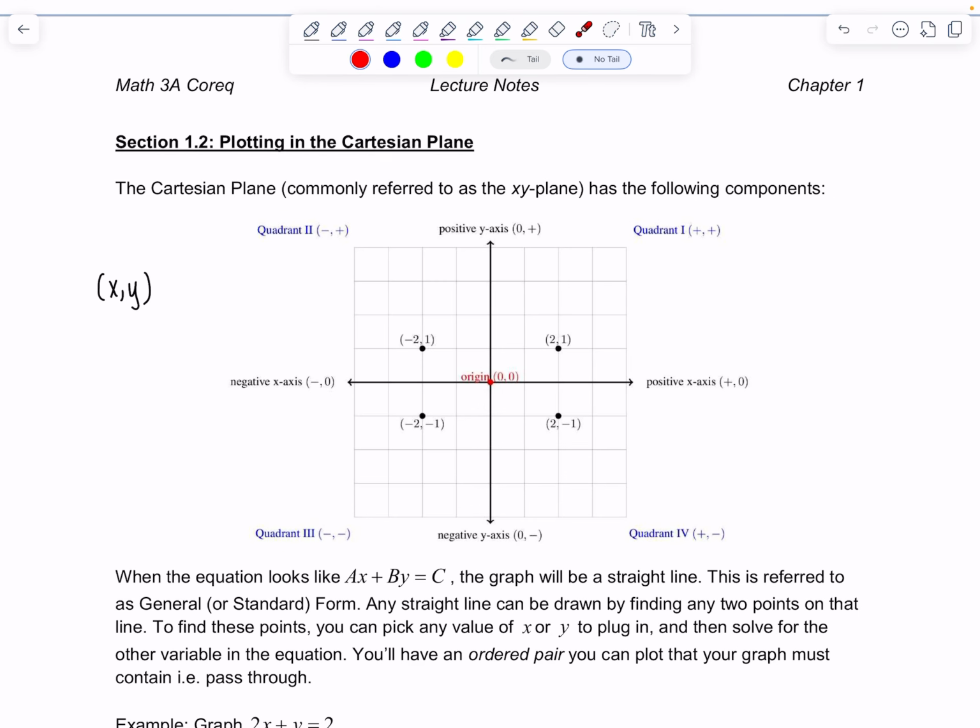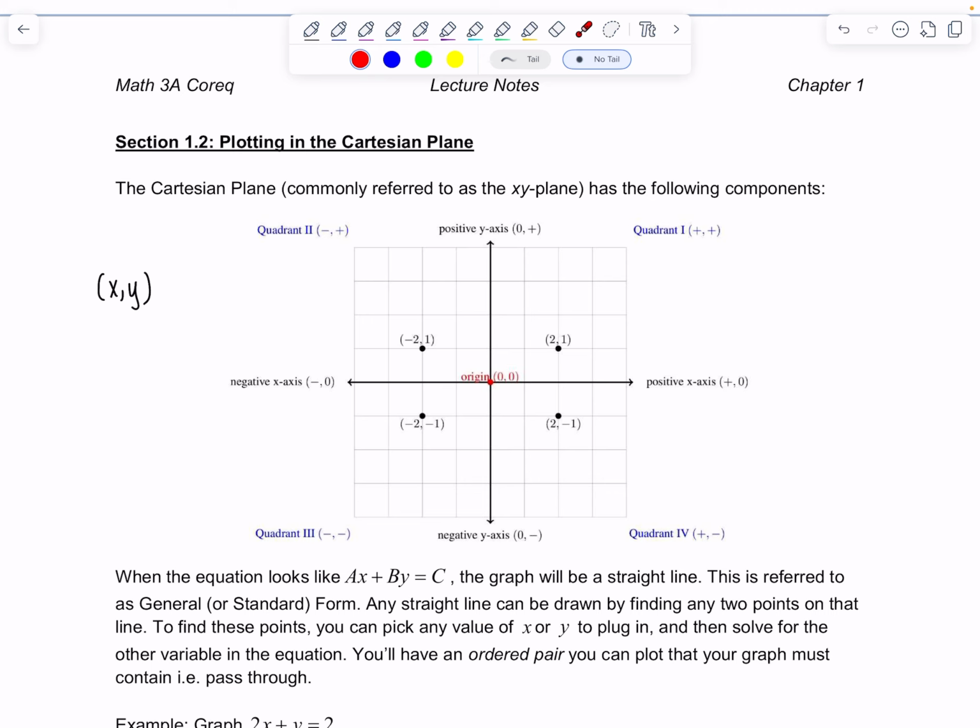Now, when you have a linear equation, like we looked at in the previous lesson, in the form ax plus by equals c, notice this time we have 2 variables going on, the graph will be a straight line. And this form is referred to as general or standard form. Depends on the book. Any straight line can be drawn by finding 2 points on that line. So 2 points uniquely define a line.